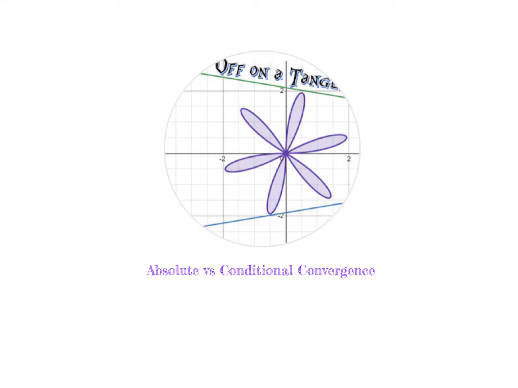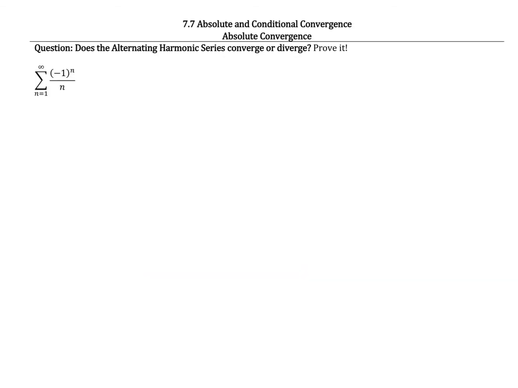Hello and welcome. In this video, we're going to talk about absolute convergence versus conditional convergence and what exactly that means and how to show if something converges absolutely or if something only converges conditionally. So let's go ahead and jump in. We have already shown in a previous video that the harmonic series diverges.